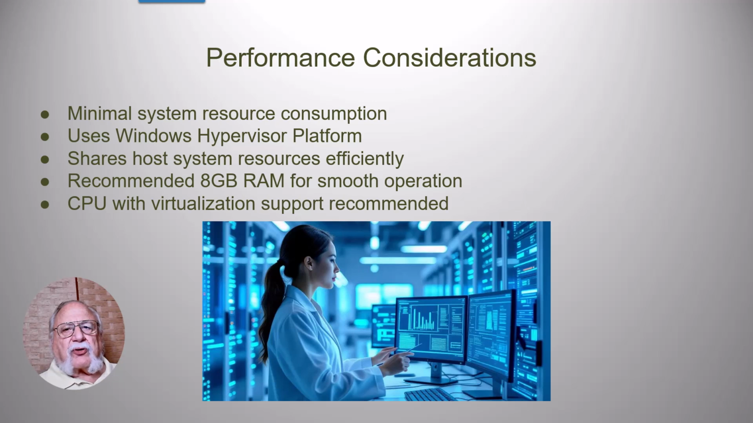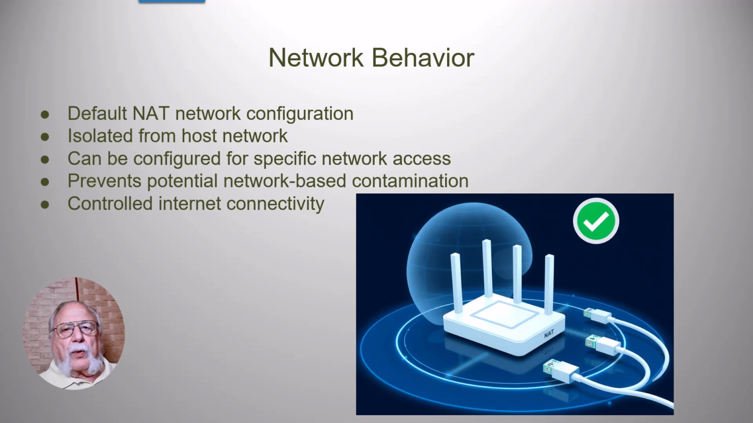Sandbox runs very efficiently using shared system resources via Windows Hypervisor. Still, for the best results, 8 gigabytes of RAM or more is recommended, and your CPU should support virtualization. It's designed to be fast even on modest systems. By default, Windows Sandbox uses a NAT, Network Address Translation connection, keeping it isolated from your local network. You can configure network access if needed, but the default helps protect your main system and files from anything unsafe.